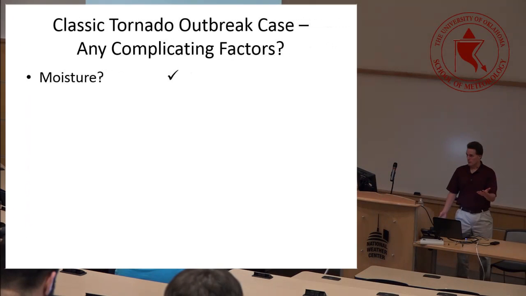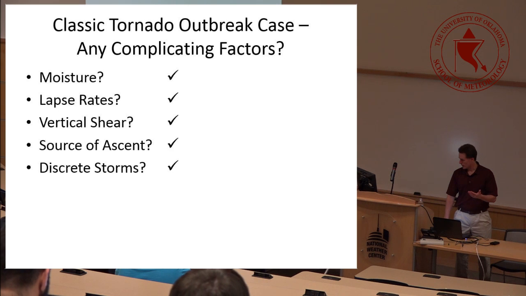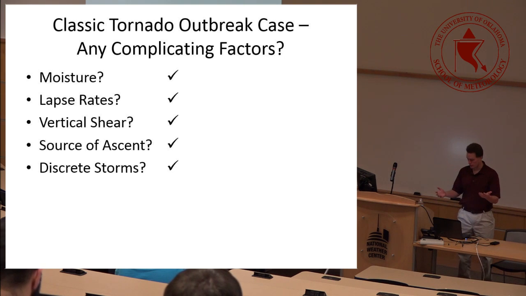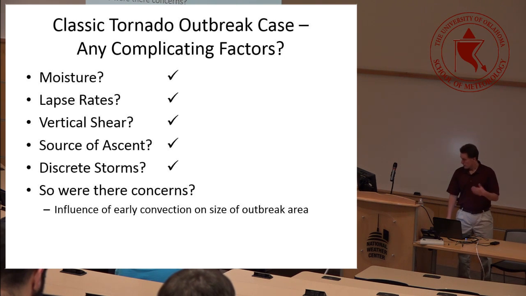Okay, we're going to look at this one. What were the complicating factors? At this point, we had a whole bunch of stuff that checks out. So all of these, the classic tornado outbreak ingredients, all check, no problem. What were the concerns? I've mentioned it already. It's the early convection, and what would that do to the size of the outbreak?